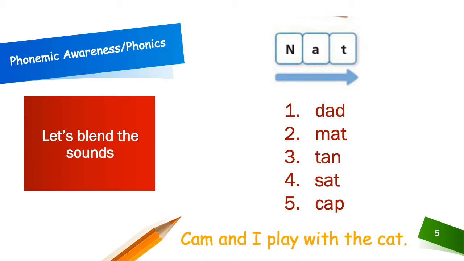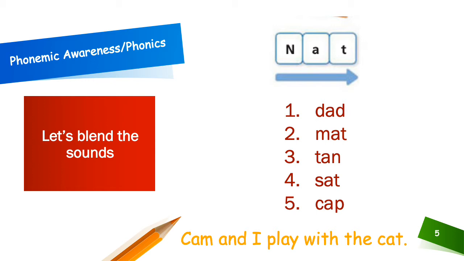Number 3. First sound is T, the second sound is A, and the third sound is N. T, A, N, tan. Number 4. First sound, S. Second sound, A. Third sound, T. All together, sat. And our last word, K, A, P, cap. Nice job. So first word is dad, second, mat, third, tan, fourth, sat, and fifth is cap.